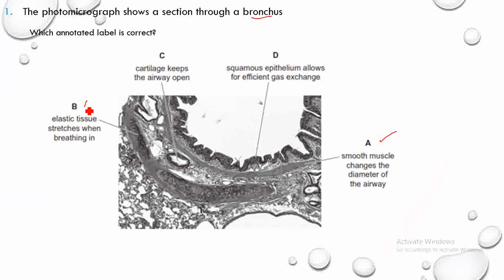So this is wrong. Of course, C says cartilage keeps the airway open. This is a mucous gland, not cartilage. Now D says squamous epithelial cells allow efficient gas exchange. Number one, it is not squamous. Number two, it doesn't allow gas exchange. It has cilia. Okay, so A is the answer, guys.